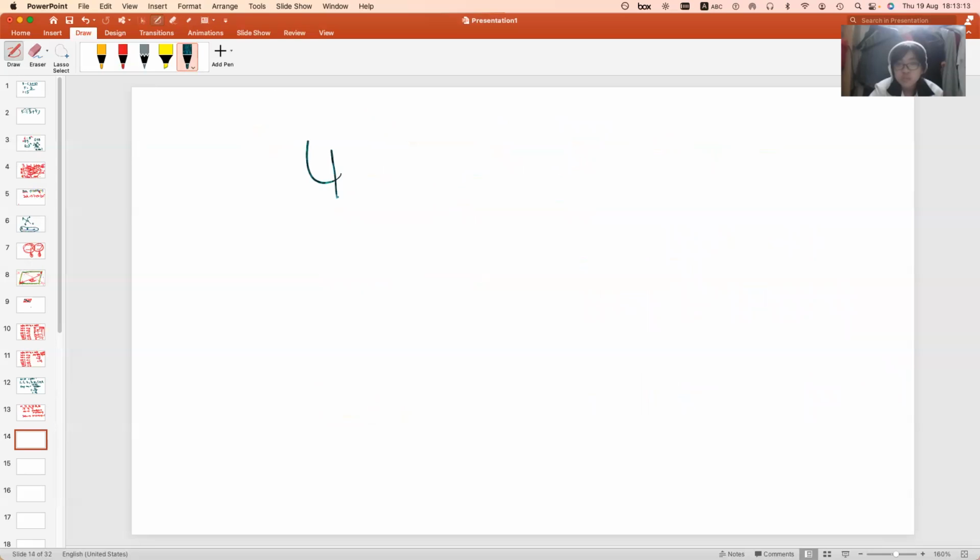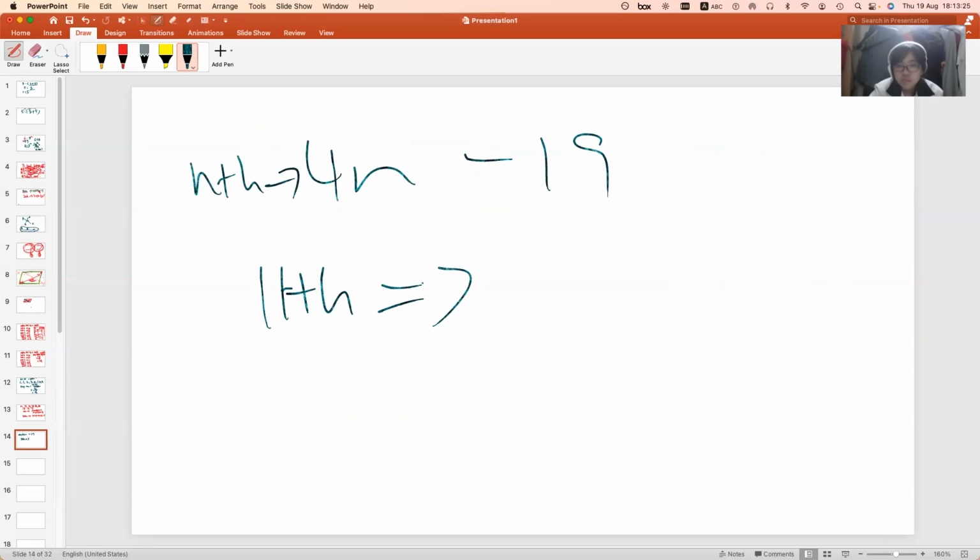Similarly, if they give you 4n minus 19, so they want to find the 11th. How do you find the 11th? This is the nth. So how do you find 11th? 4 times 11 minus 19. Correct.